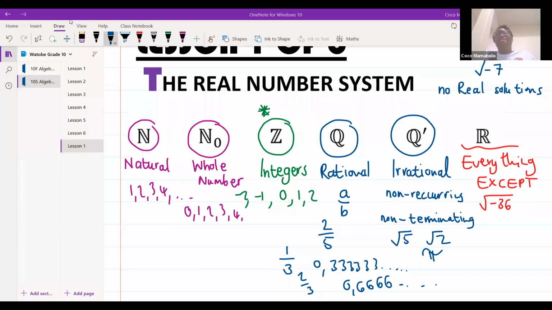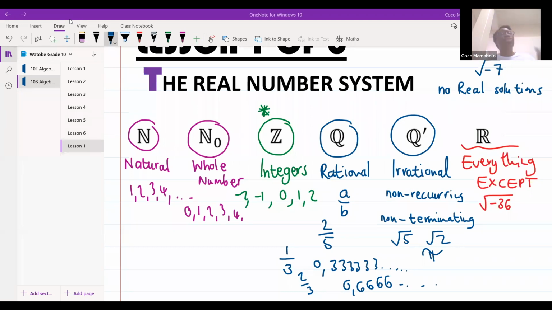Yeah, so there's real numbers and there's imaginary. We don't work with imaginary numbers until university. So we're looking at real solutions. If you find the square root of a negative number, there's just no real solution for that. You can never find the answer for that. Okay, all right. Now, this is just intro.